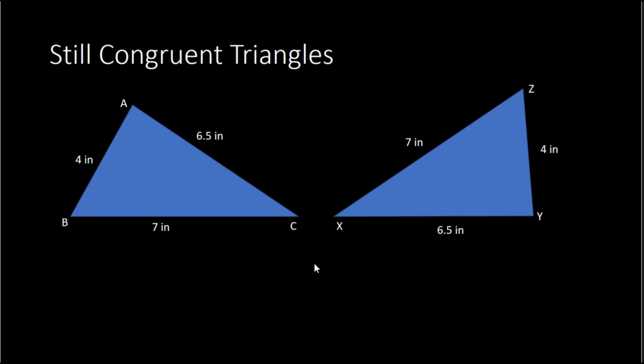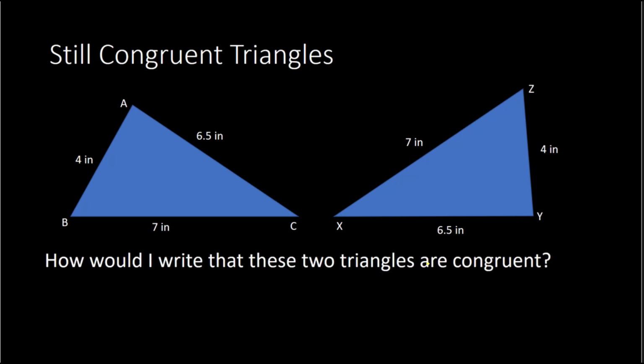Now here is another set of triangles that are still congruent, but the triangles are rotated. So the left side does not correspond with the left side of this triangle, but instead the left side corresponds with the right side over here. So what we're trying to do is write that these 2 triangles are congruent.